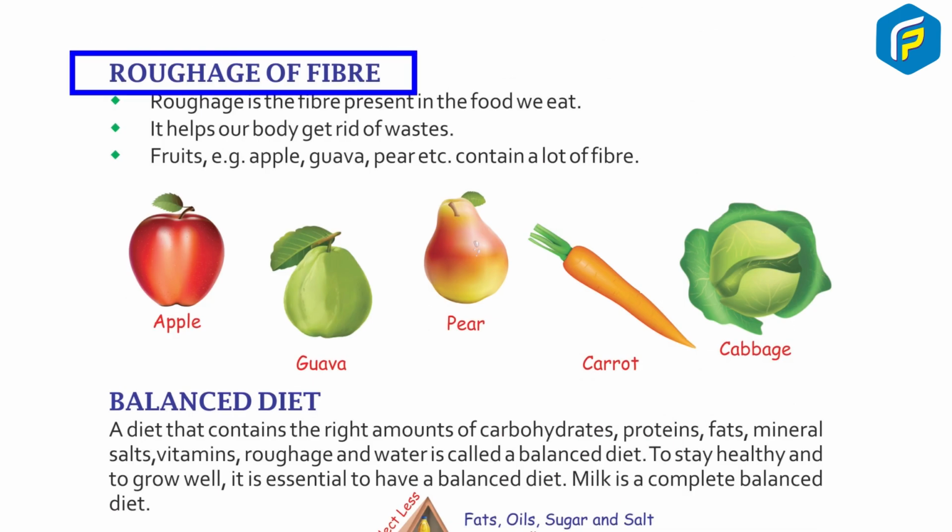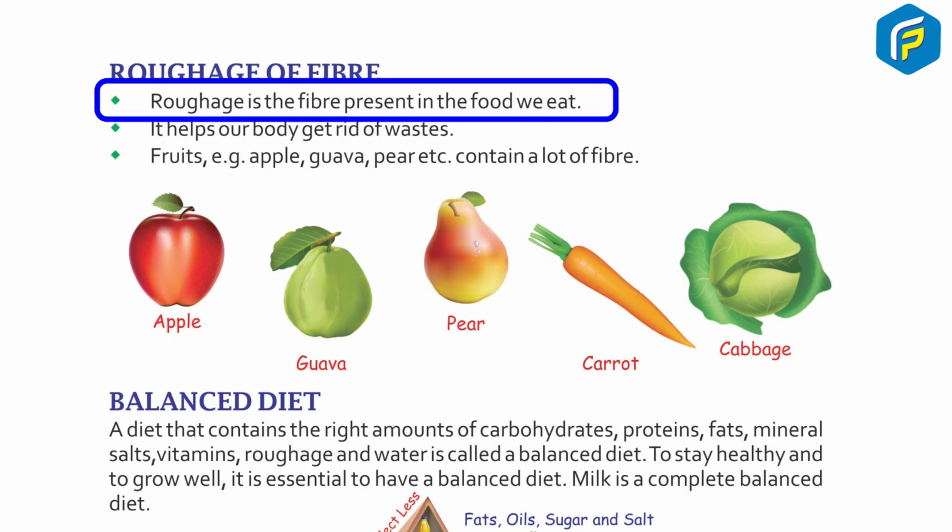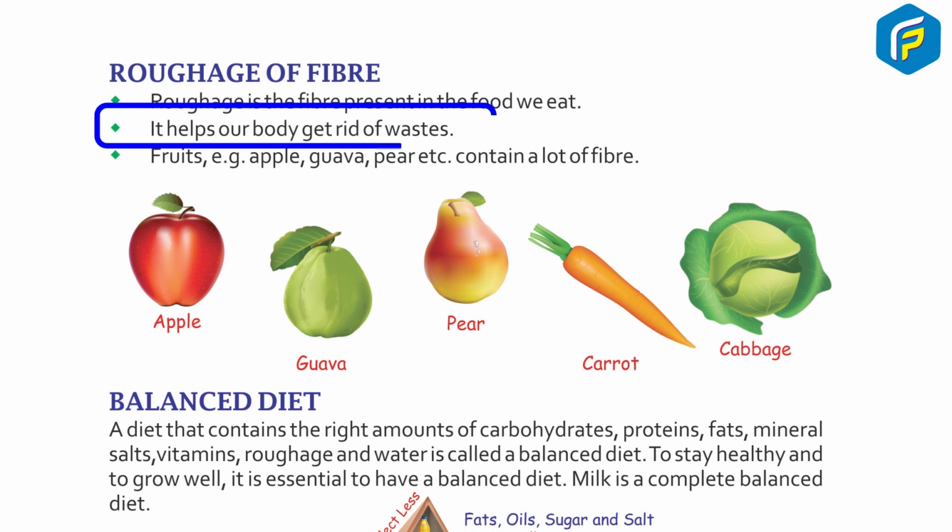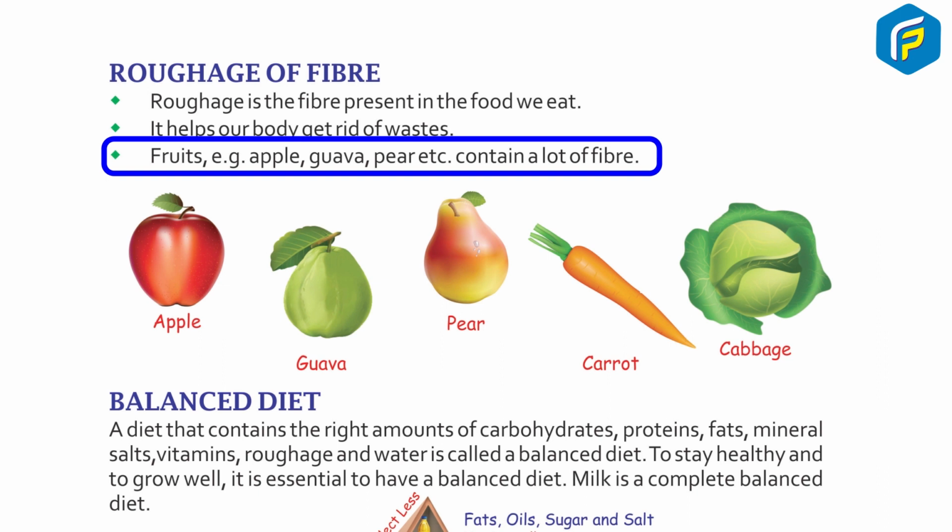Roughage or fiber. Roughage is the fiber present in the food we eat. It helps our body get rid of waste. Fruits, for example apple, guava, pear, etc., contain a lot of fiber.